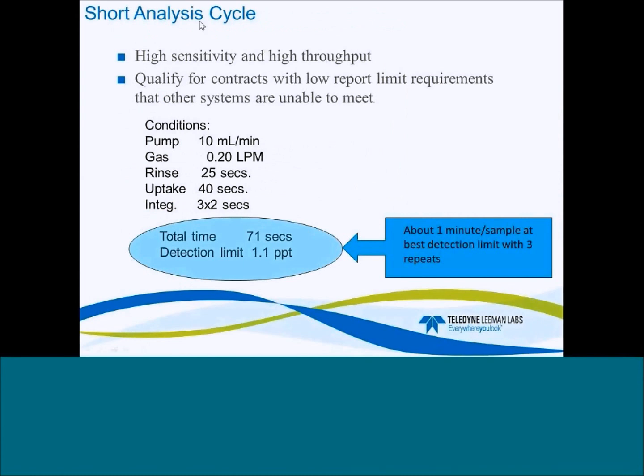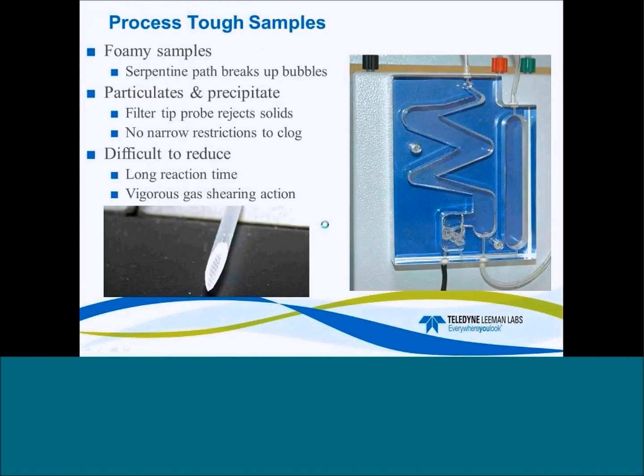In terms of the actual throughput of the system, we typically can analyze a sample with uptake, rinse time, and analysis. The entire cycle will take about a minute, 71 seconds in this case, with 3 replicates. And we can achieve a detection limit with these system conditions of about 1 part per trillion.